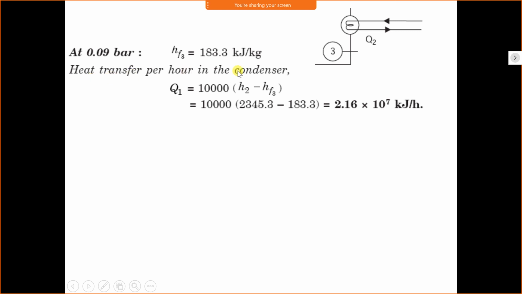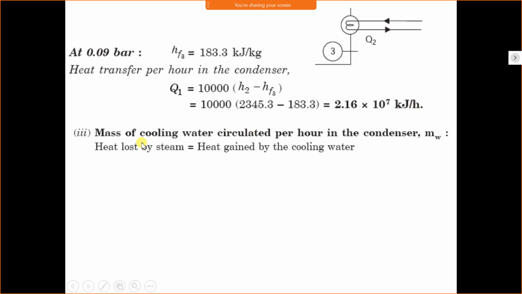Therefore, heat transfer per hour in the condenser is the enthalpy difference across the condenser, that is H2 minus H3, and H2 we have calculated in the case of turbine power. That is H2 minus Hf3. When we multiply enthalpy by the mass flow rate, we get heat rejected in kilojoule per hour. Therefore, 10,000 into (H2 is 2345.3 minus 183.3), that is 2.16 into 10 to the power 7 kilojoule per hour.